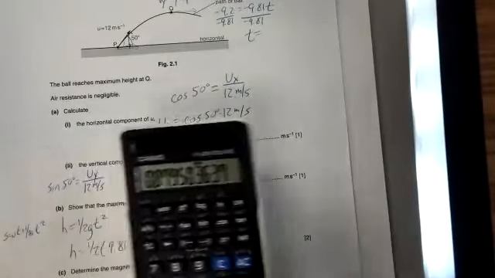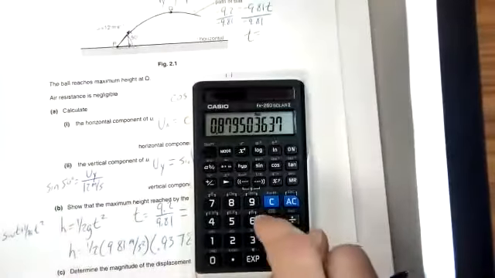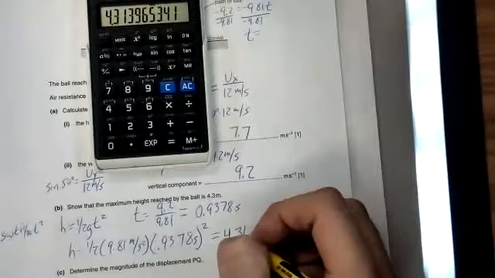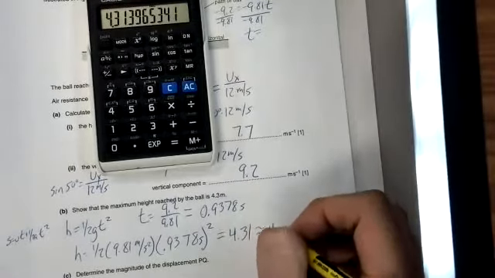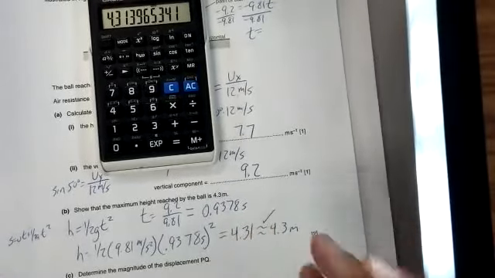So that's 0.9378 squared times 9.81 times 1/2. And we calculate the height to be 4.31, which is indeed about 4.3 meters. So it checks out.